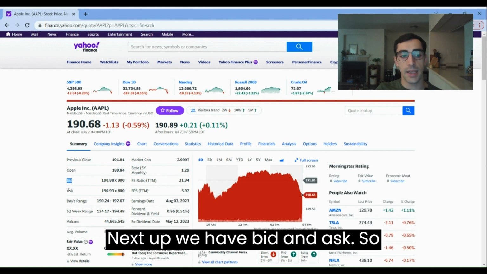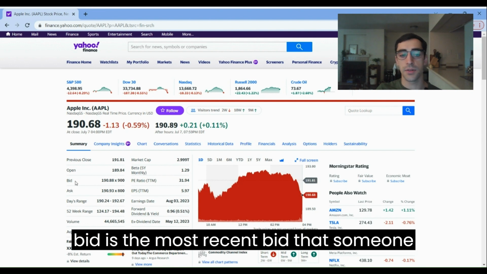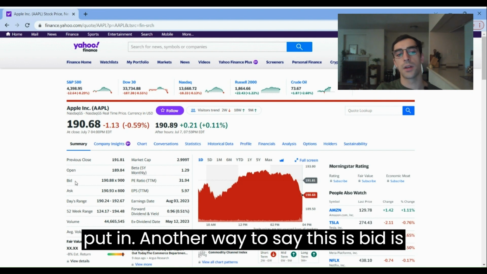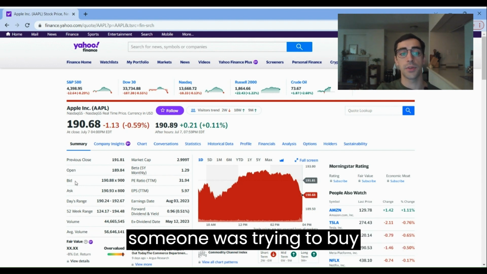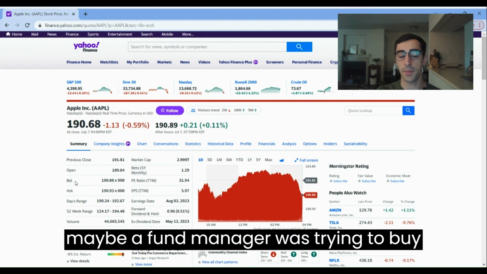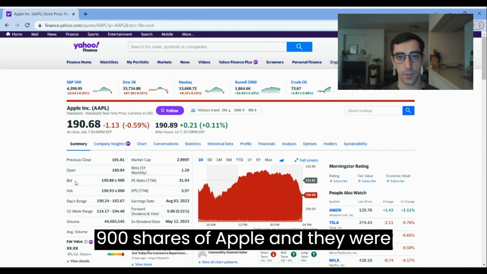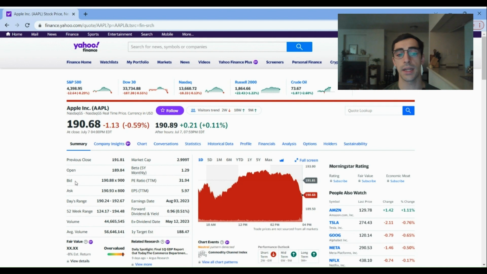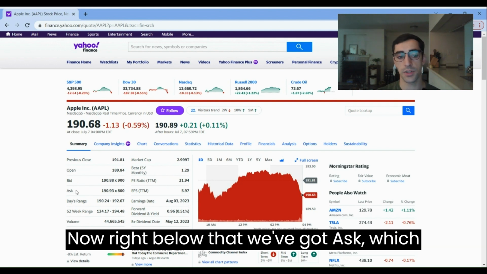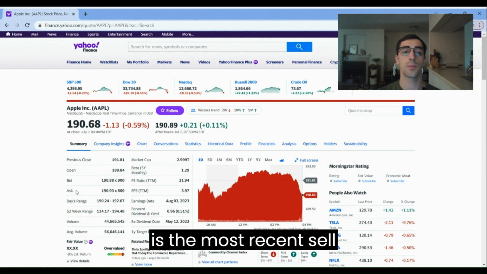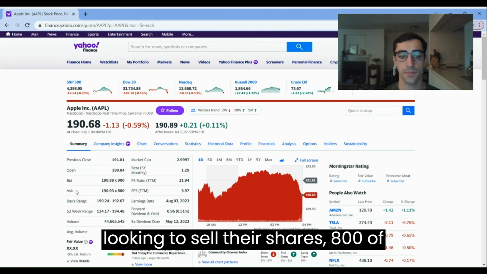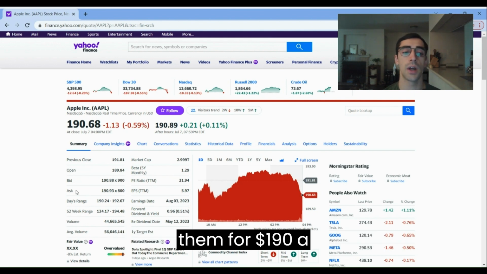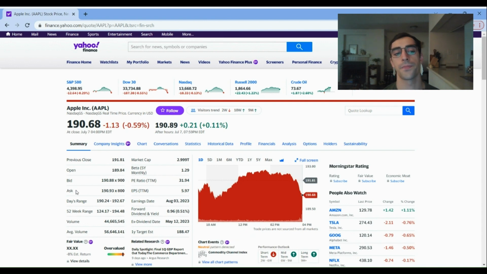Next up, we have bid and ask. So bid is the most recent bid that someone's put in. Another way to say this is bid is the most recent price that someone was trying to buy the stock at. Maybe a fund manager was trying to buy 900 shares of Apple and they were willing to pay 190.88 cents per share. Now right below that, we've got ask, which is the most recent sell proposition, you could say. Someone is looking to sell their shares, 800 of them, for 190.93 cents.